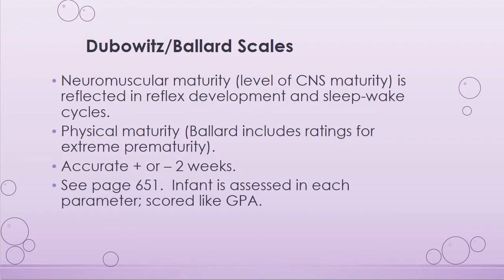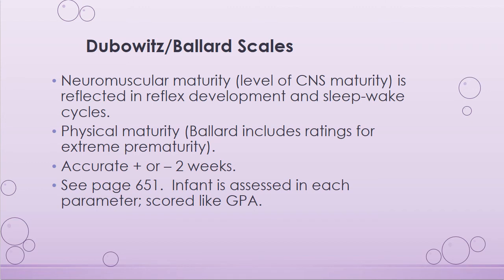Now, many of you have been in the clinical setting, and I did some clinical a couple of weeks ago, and we were talking about the Dubowitz and Ballard scores. This used to be done in the nursery on a form. This is always done on the computer now. It's a neuromuscular maturity. It's a level of the CNS maturity and it reflects in the reflex development and sleep-wake cycles. We look at physical maturity as well, and it's accurate to plus or minus 2 weeks.